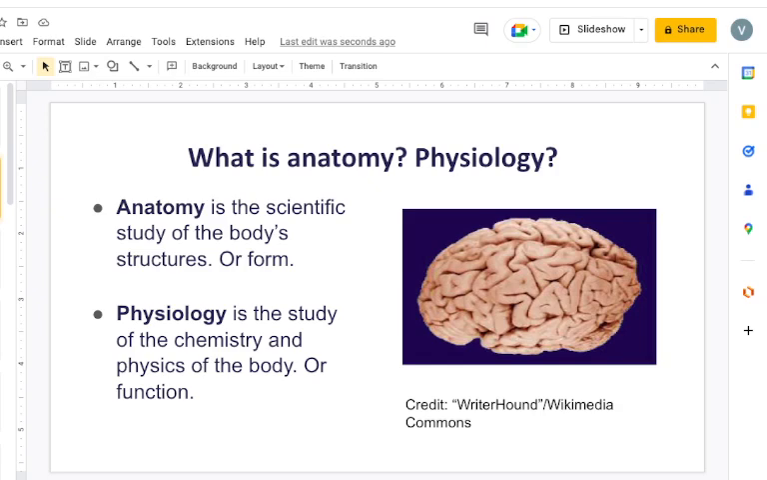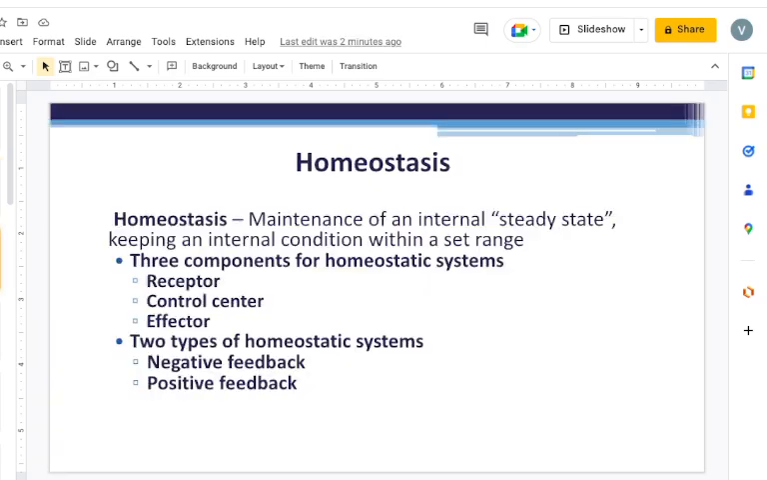Homeostasis, the definition is to maintain an internal steady state of the body, and it does this by negative and positive feedback. There are 3 components of homeostatic systems, which are receptors, control centers, and effectors. There's a huge video on homeostasis in your course lectures, so if you need a review of homeostasis, please go back and watch that lecture.